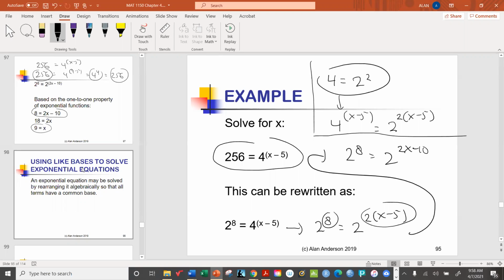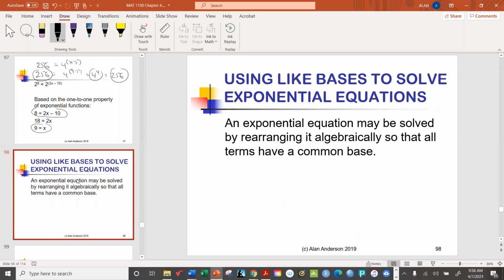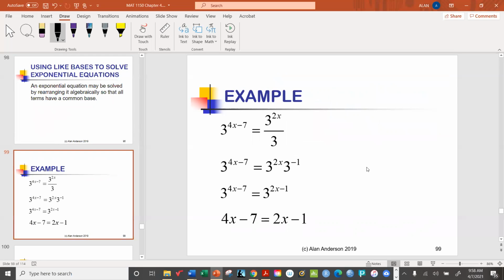Okay, let's do this. All right, so let's see. Now, this section is called using like bases to solve exponential equations. So of course, this is going to involve rearranging an exponential equation so that we can take advantage of these properties, but we have to make sure that they have a common base. So here's some quick examples.